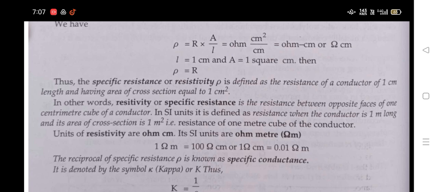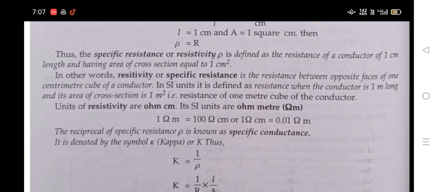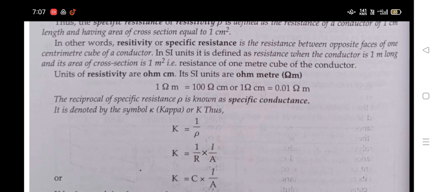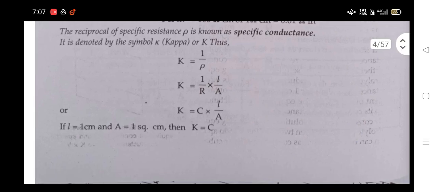In SI units, it is defined as the resistance when the conductor is 1 meter long and its area of cross section is 1 meter square, that is the resistance of a 1 meter cube of the conductor. Unit of resistivity is ohm centimeter. Its SI unit is ohm meter. The reciprocal of specific resistance rho is known as specific conductance. It is denoted by the symbol kappa, that is K. K is equal to 1 upon rho.